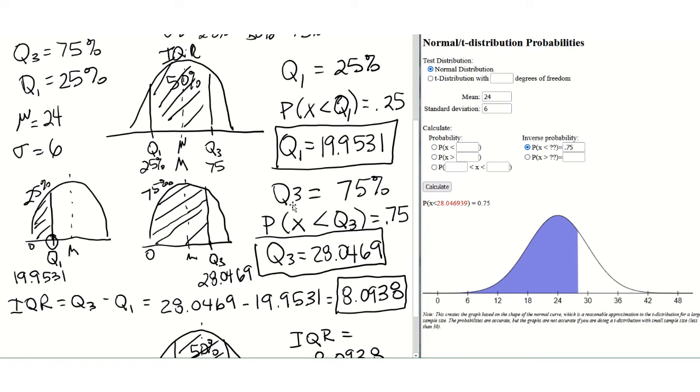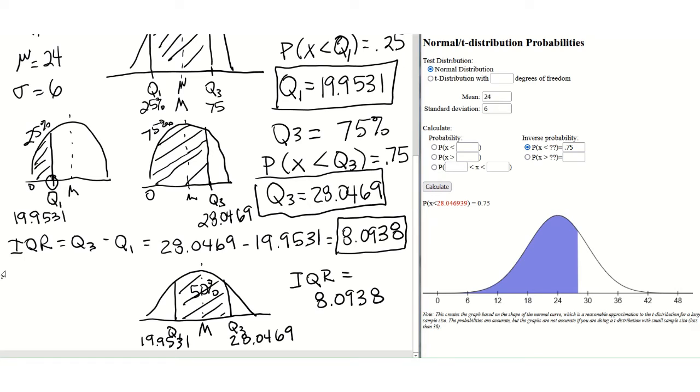Then you're going to solve for your third quartile, which is at 75%. So once again, you're going to use that first percentage, plug in 0.75, and get the value for your Q3. Then you're going to take the difference, and that's going to give you your interquartile range. That's your range. That tells you that there is a range of 8.0938 between your first quartile and your third quartile.